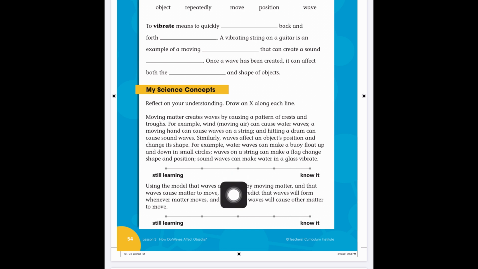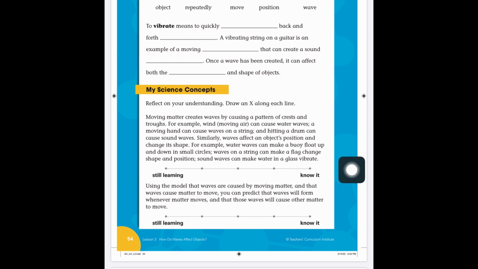I'd mark here. Moving matter creates waves by causing a pattern of crests and troughs. For example, wind moving air can cause water waves. A hand moving can cause waves on a string, and hitting a drum can cause sound waves. Similarly, waves affect an object's position and change its shape. For example, water waves can make a buoy float up and down in small circles. Waves on a string can make a flag change shape and position. Sound waves can make water in a glass vibrate.